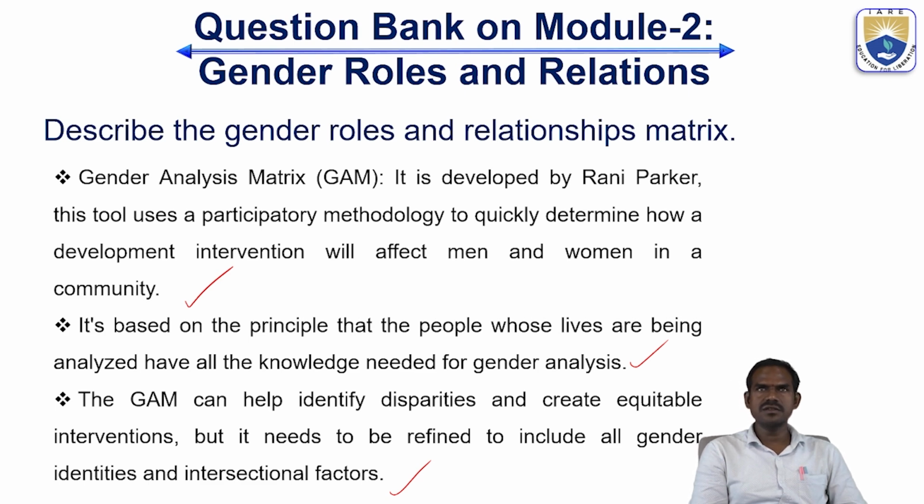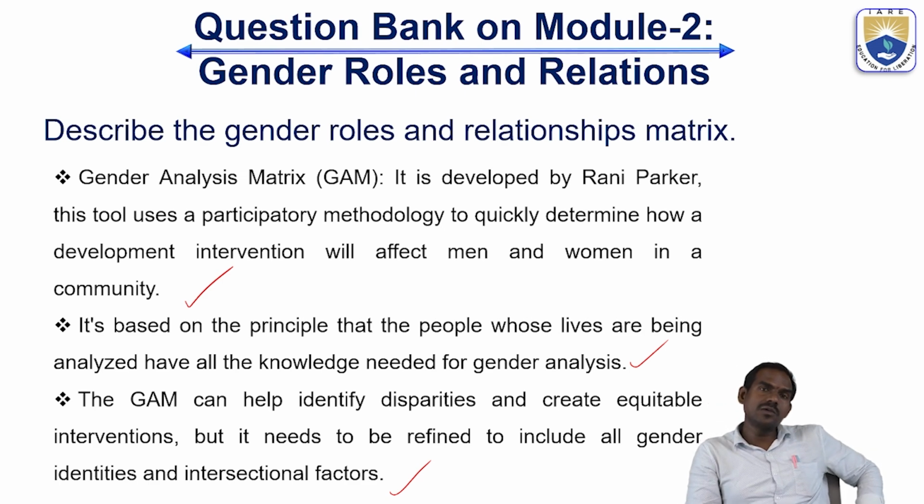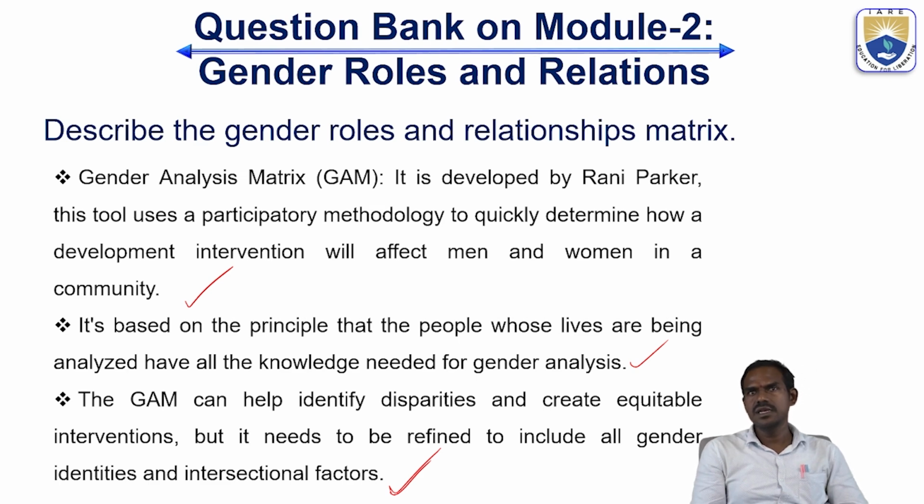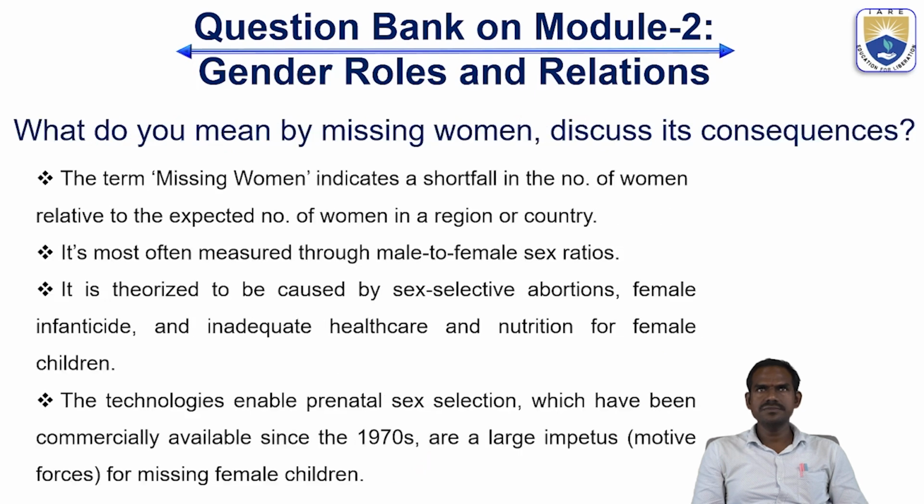Now the GAM, gender analysis matrix, can help identify disparities and create equitable interventions. But it needs to be refined to include all gender identities and intersectional factors. Okay? Why does it need to be refined? To include all gender identities and also the intersectional factors corresponding to gender. I hope you can answer this question if it is asked in either your examination or in any other interview. Okay? And now let's move on to the next question.